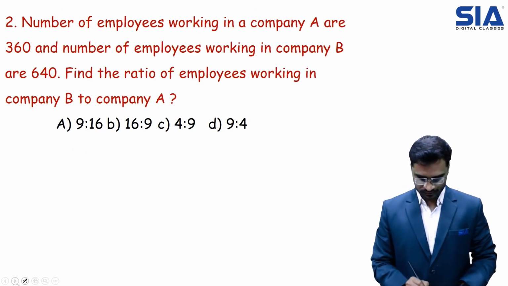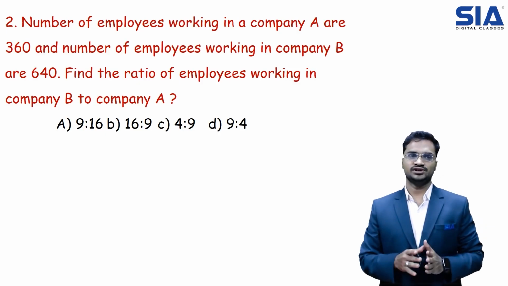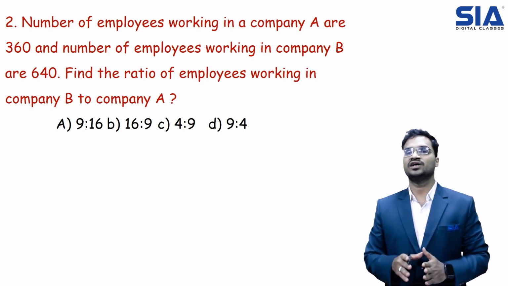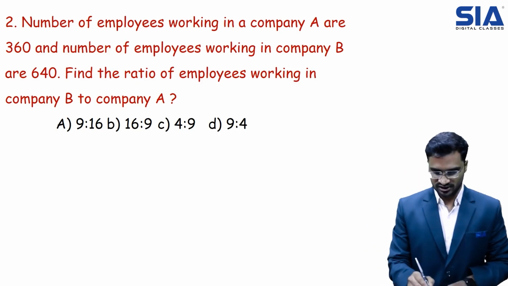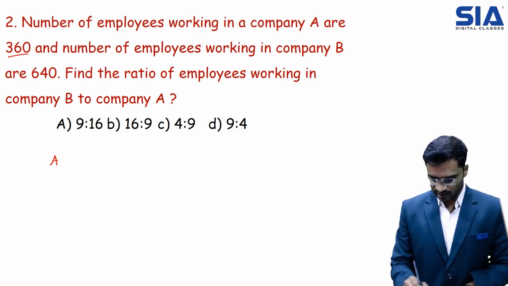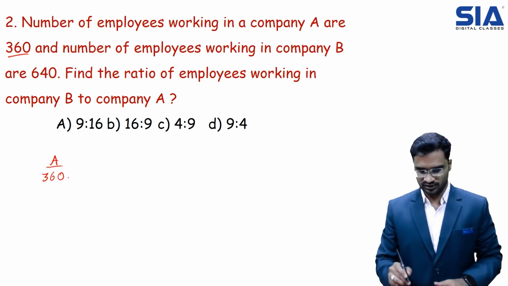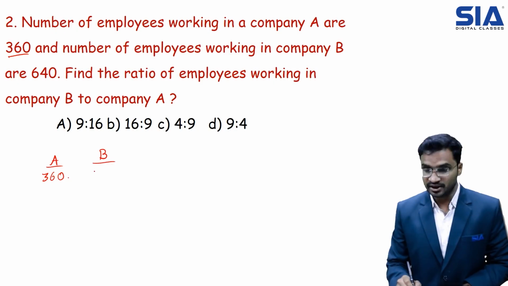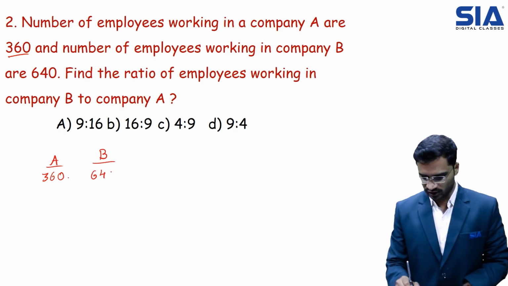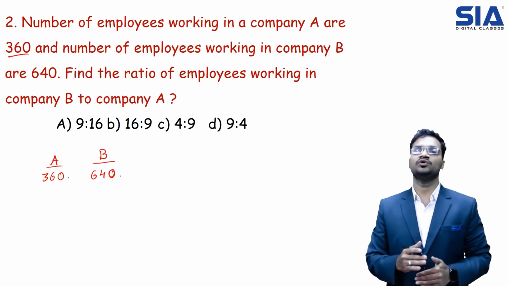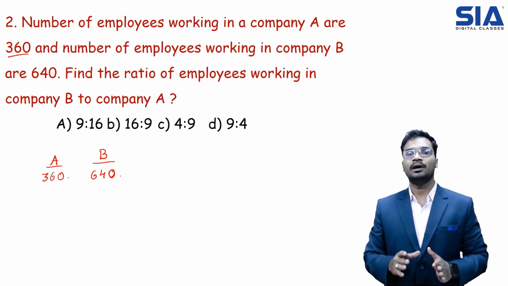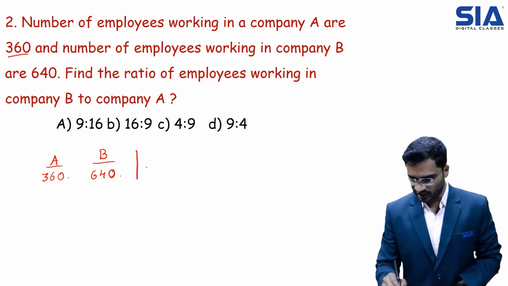Now coming to the next question. In the second question, he is saying the number of employees working in company A is 360, and the number of employees working in company B is 640. So in company B there are a total of 640 employees. Now we have to find the ratio of company B to A.